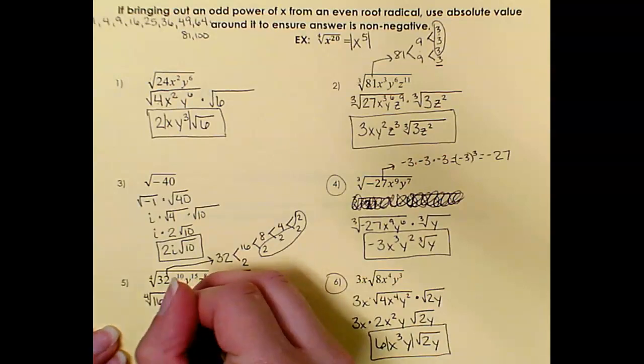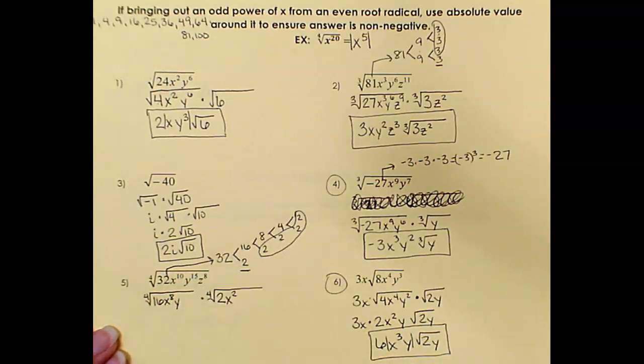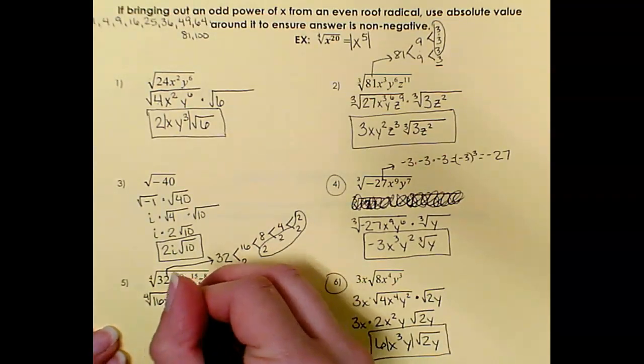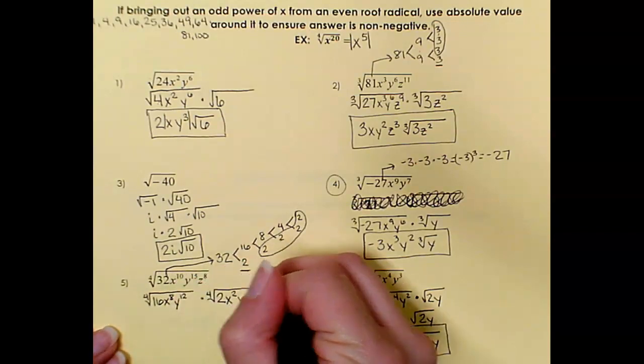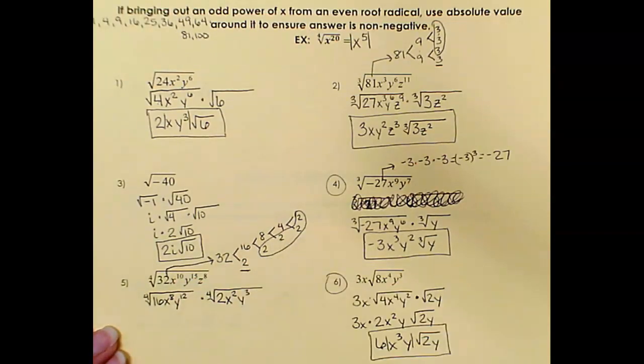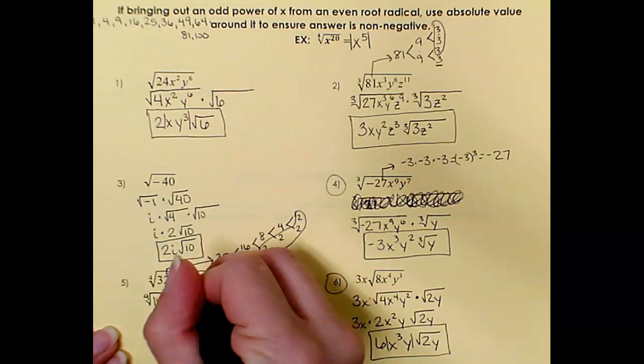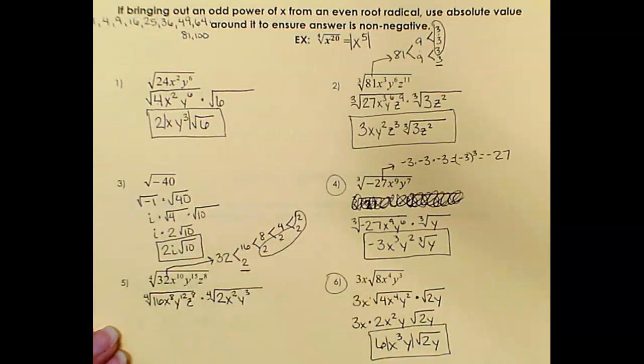15 is not divisible by 4. Neither is 14 or 13, but 12 is. And y to the power of 3 is what we need to multiply and get this. 12 plus 3 is 15. And z to the power of 8 is already divisible by 4.